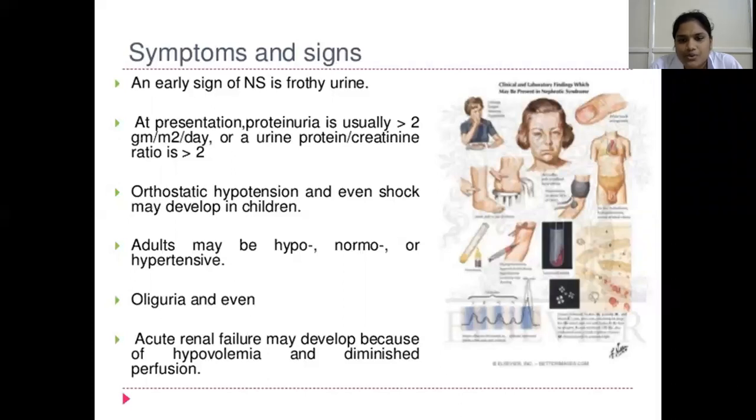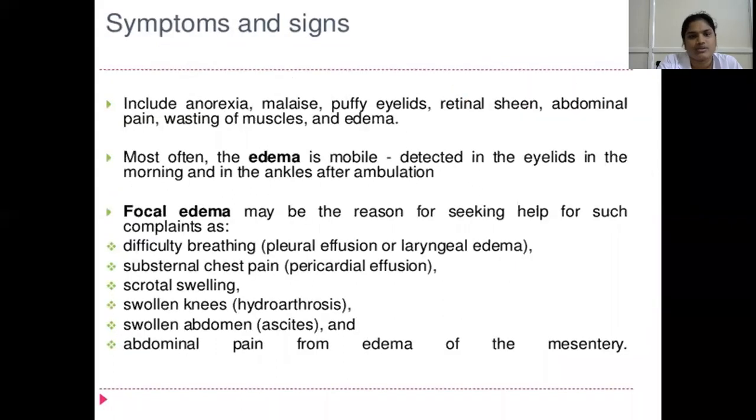Oliguria and even acute renal failure may develop due to the hypovolemia and diminished perfusion. It is due to the diminished perfusion, meaning plasma volume is decreased, so that leads to hypovolemia and diminished perfusion, leading to the acute renal failure. Then the other symptoms include anorexia, puffy eyelids, abdominal pain, and wasting of the muscles due to low albumin. Protein loss is present, edema.